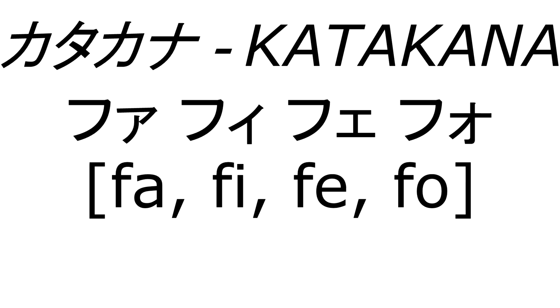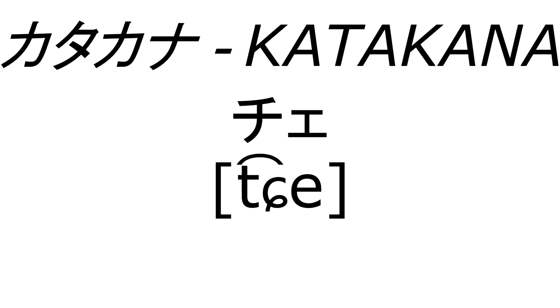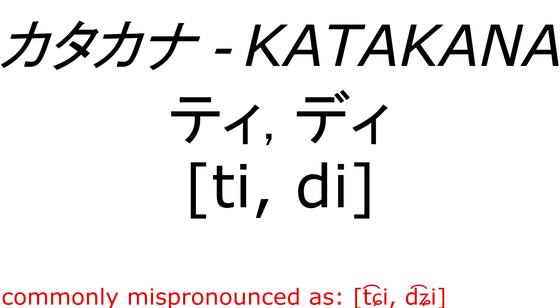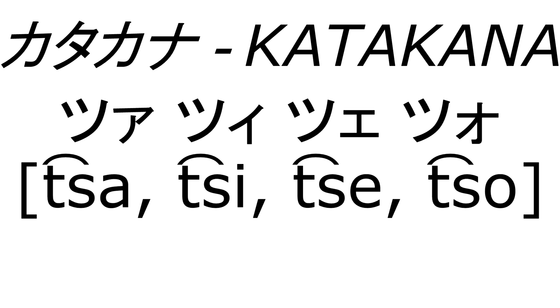Hu with a, I, E, O, Hiragana are pronounced fa, fi, fe, fo. Shi or ji plus e Hiragana is pronounced she or je. Chi plus e Hiragana is pronounced che. To or do plus u Hiragana is pronounced tu or du. Te or de plus I Hiragana is pronounced ti or di. Te or de plus u Hiragana is pronounced tu or du. Tsu plus a, I, E, O Hiragana is pronounced tsa, tsi, tse, tso.